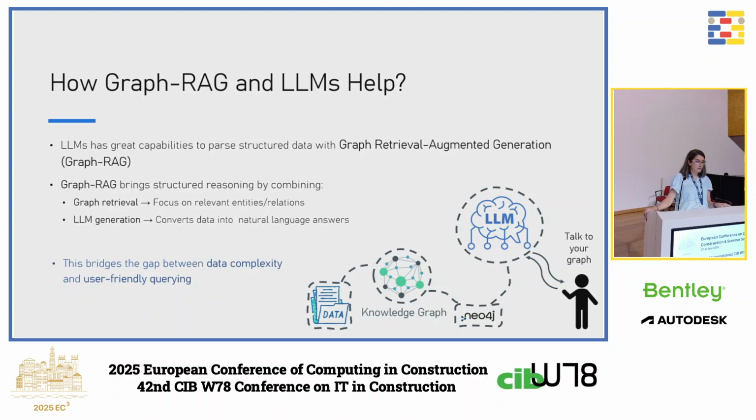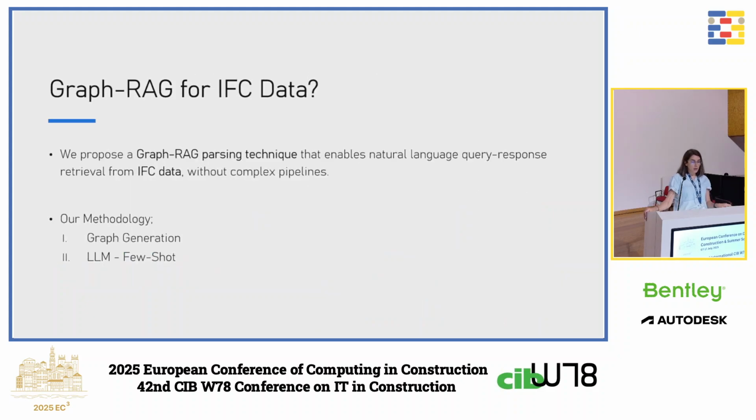Large language models have great capabilities to parse structured data, and we call this Graph Retrieval-Augmented Generation, or Graph Rag. How it works is that we have our IFC data, we create the knowledge graph, and we feed this knowledge graph into the large language model, and we ask questions in natural language. This also bridges the gap between the complexity of IFC files and data, and user-friendly querying.